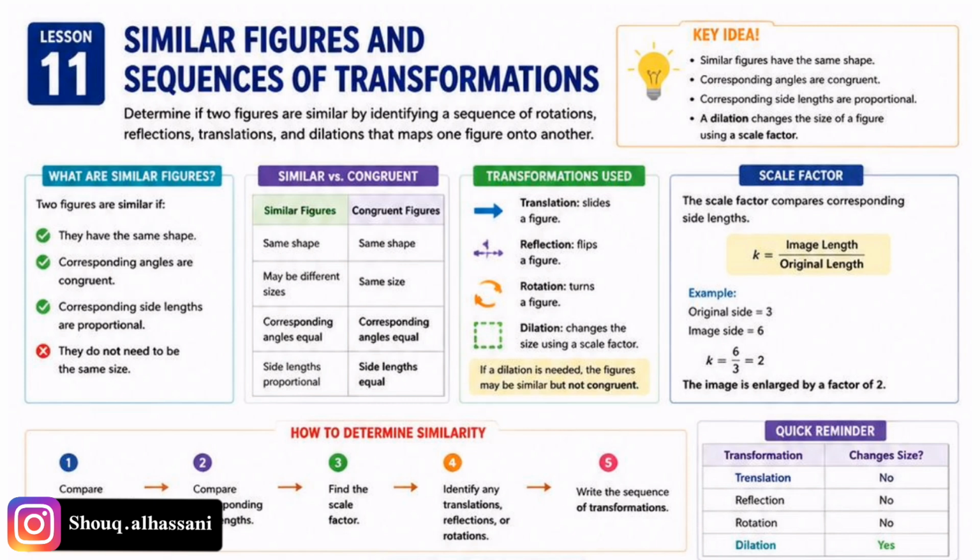The formula for the scale factor is K equals image length divided by original length. And to check for similarity, simply compare the angles, check if the sides are proportional, then calculate the scale factor and identify the transformation used to map one figure onto another.